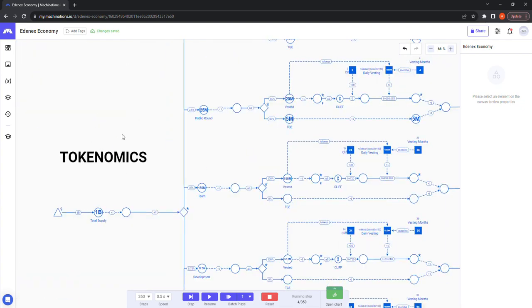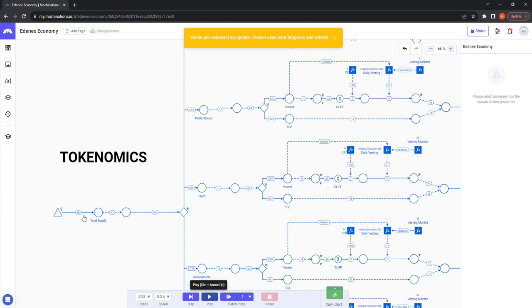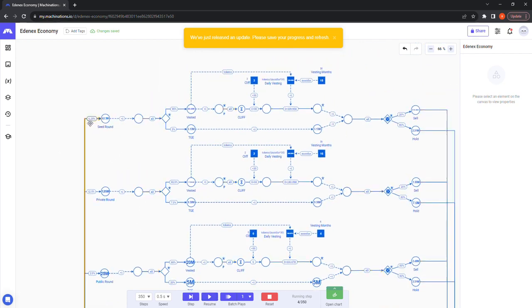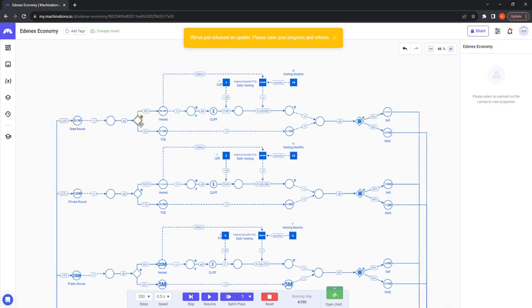When we start the token generation event in Machinations, we generate a 1 billion supply, and then it gets distributed to all of these different areas to begin vesting. So let's look at the seed round. 6.25% of 1 billion goes to the seed round. Then instantly it gets split between TGE and vested. The TGE goes right here, and then it gets distributed to their investors, which they can either sell or hold based on their preferences.